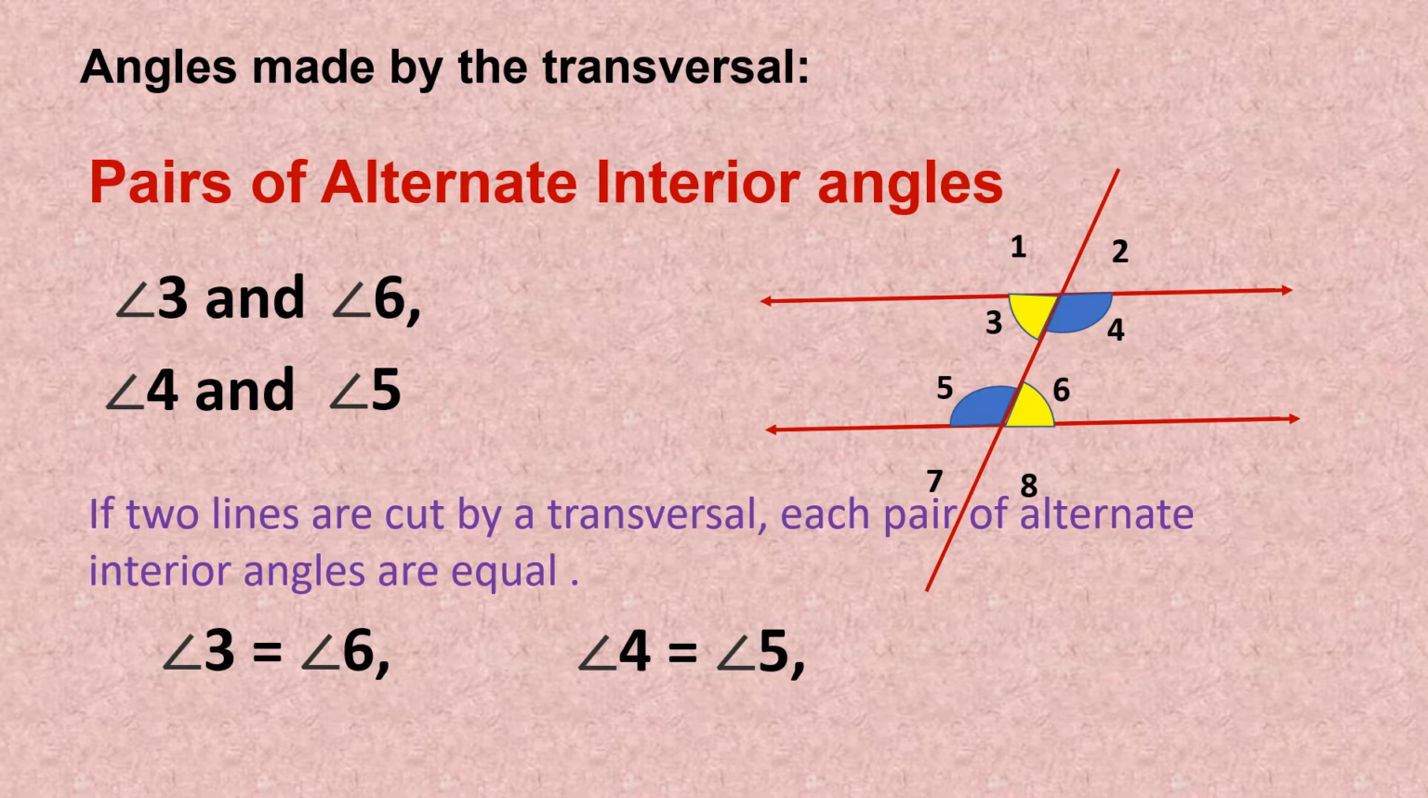So this is the second property. So alternate interior angles are equal. First we learned corresponding angles are equal. Now alternate interior angles are equal.